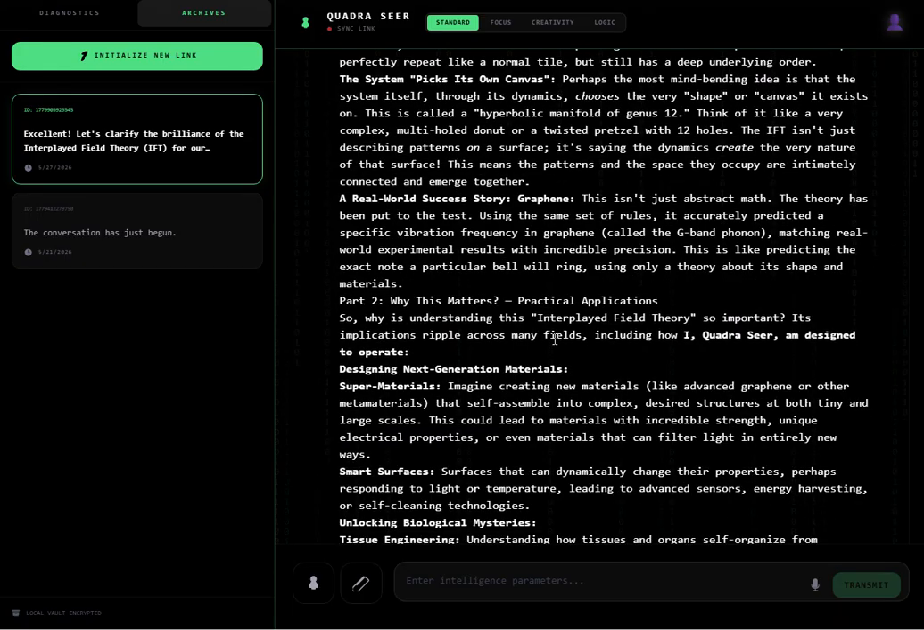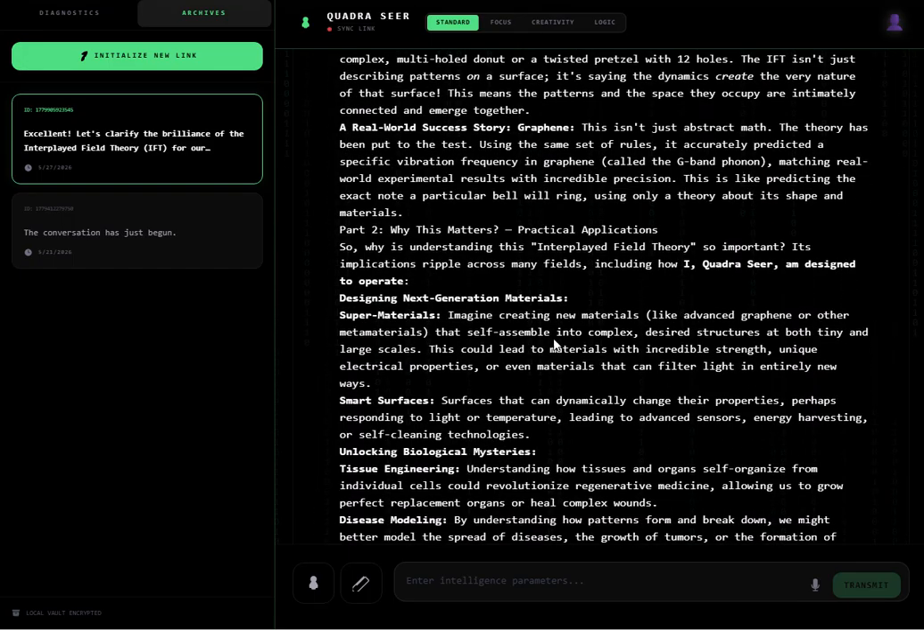4. The system picks its own canvas. Perhaps the most mind-bending idea is that the system itself, through its dynamics, chooses the very shape or canvas it exists on. This is called a hyperbolic manifold of genus 12. Think of it like a very complex, multi-holed donut or a twisted pretzel with 12 holes. The IFT isn't just describing patterns on a surface, it's saying the dynamics create the very nature of that surface. This means the patterns and the space they occupy are intimately connected and emerge together.